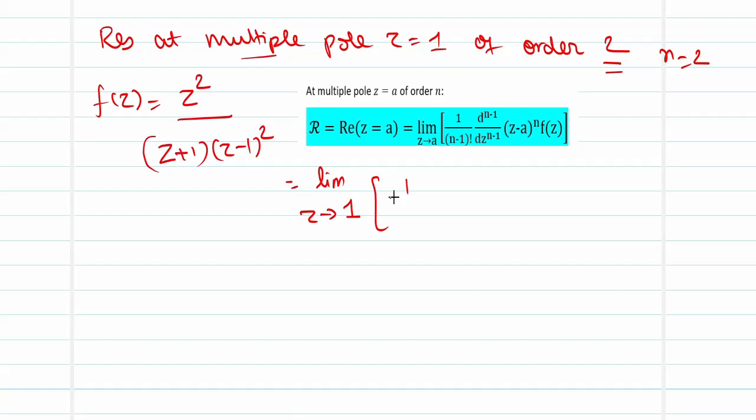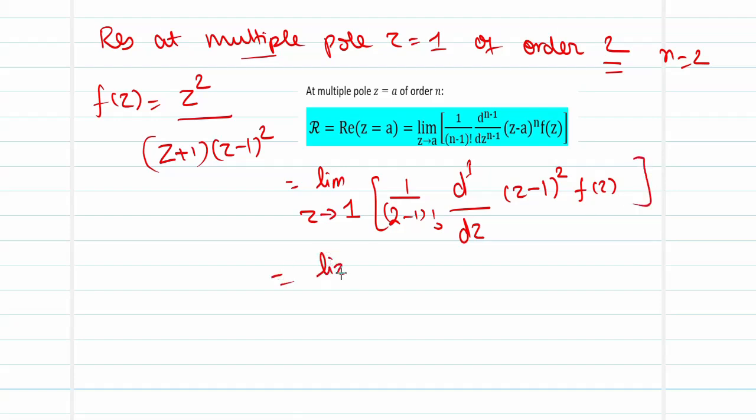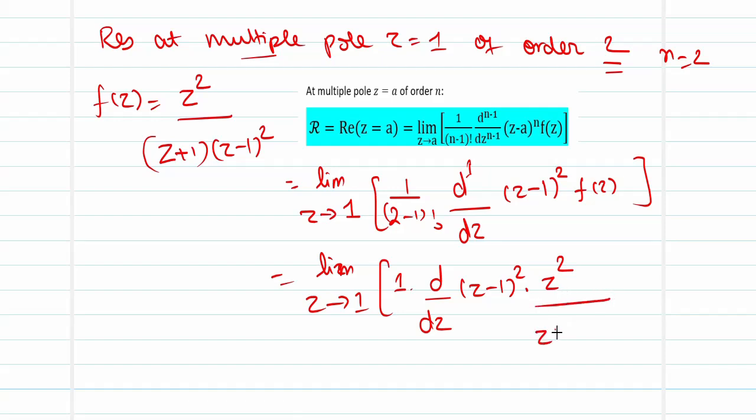So I have it to be 1 divided by 2 minus 1 factorial, d power 2 minus 1 by dz power 1, z minus 1 the whole to the power of 2 into your f of z. So we will apply limit z tending to 1. This 1 by 2 minus 1 factorial is 1 by 1 factorial, and 1 factorial is going to be 1. So I have d by dz of z minus 1 the whole square. Copy paste your function f of z: z square divided by z plus 1 into z minus 1 the whole square.